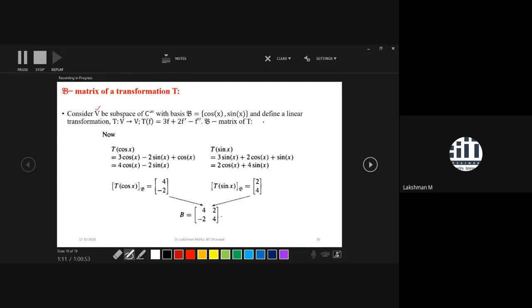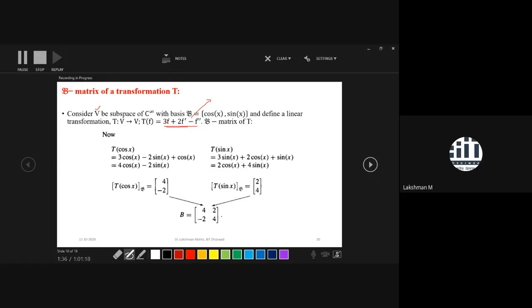So now we define a linear transformation over V by this function. That means T of f equal to 3f plus 2 times f dash minus f double dash. So you can verify that it is a linear transformation. Why? Because a function is always a linear transformation, and derivative is again a linear transformation.